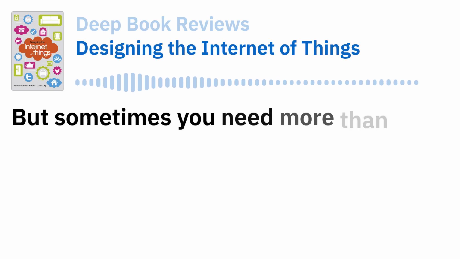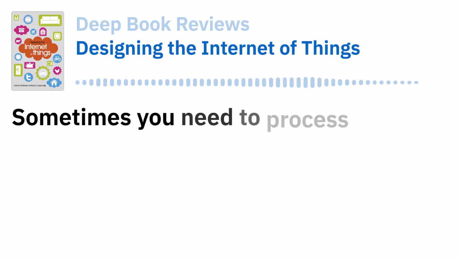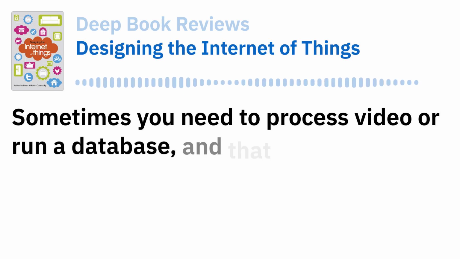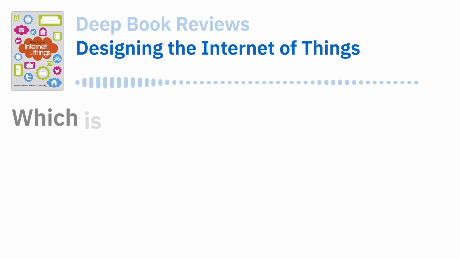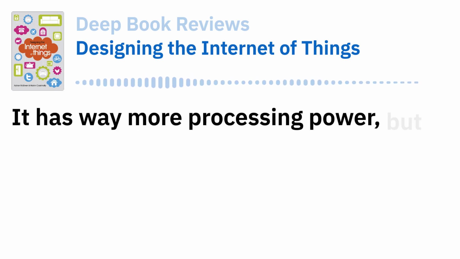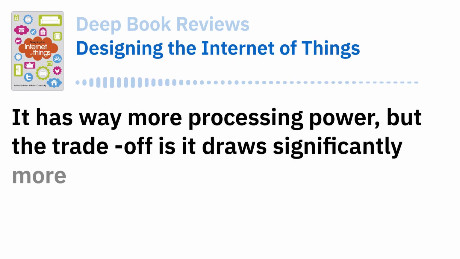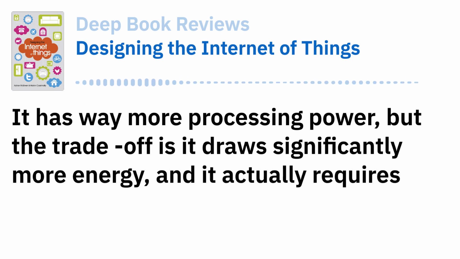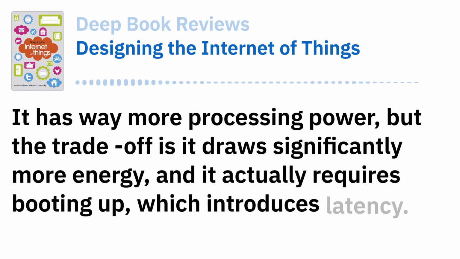But sometimes you need more than just a reflex, right? Sometimes you need to process video or run a database, and that brings us to the Raspberry Pi. Which is more like the conscious brain. Exactly. It's a tiny, powerful PC running Linux. It has way more processing power, but the trade-off is it draws significantly more energy, and it actually requires booting up, which introduces latency.